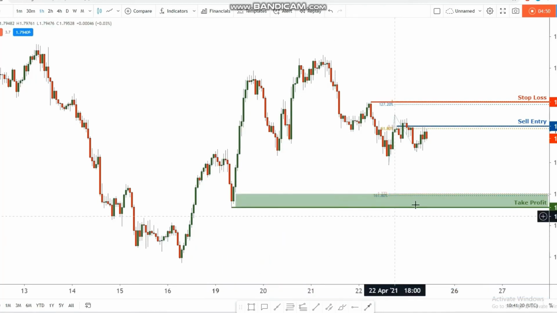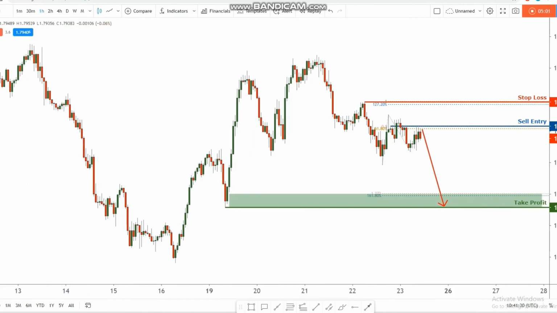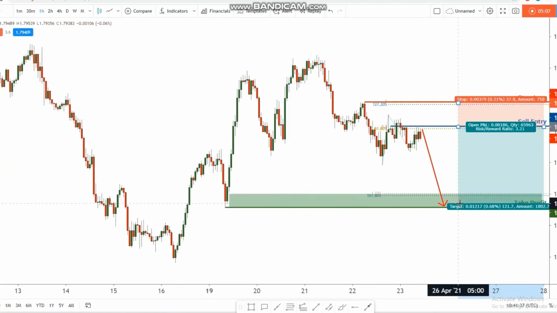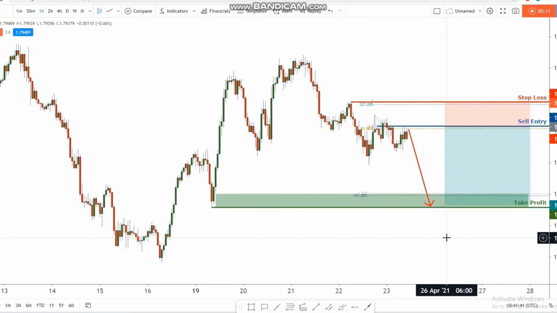So my bias is that prices will push up a bit to our sell entry before pushing down to our take profit level. The final thing I can do is open up a stop loss to take profit ratio. If I were to open a short position, you can see my stop loss to take profit ratio is about 1:3, which is very ideal.